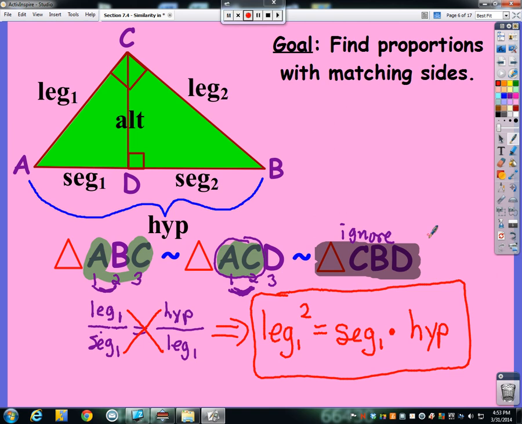So here's one of them. And we're going to see something very similar to this very, very soon. So keep this one in the back of your mind. Leg 1 squared is equal to segment 1 times the hypotenuse. Remember, leg 1 and segment 1 are just right around the corner from each other. They're adjacent to each other.